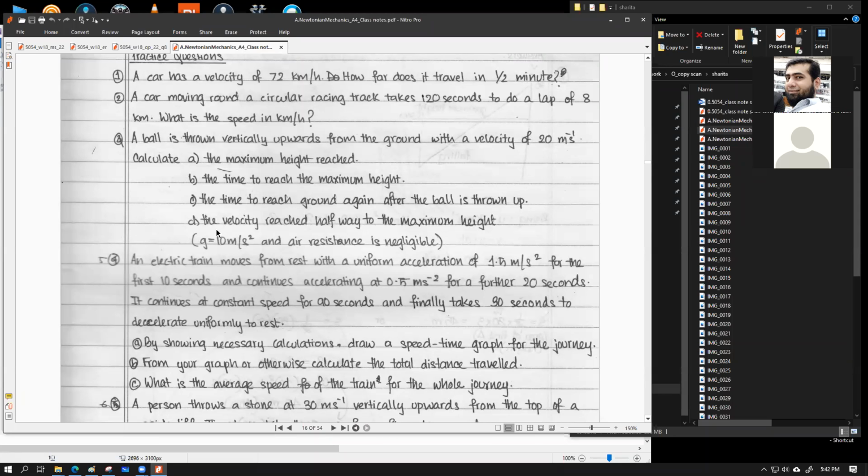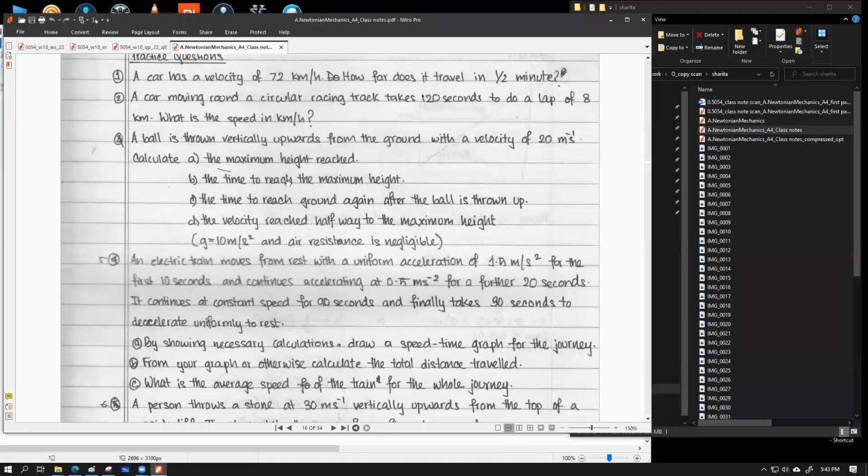Have a look. Try to understand the meaning of this sentence. The velocity reached halfway to the maximum height. What does it mean? Does this sentence mean that you are asked to find out the velocity as the object was going up or as the object was going down? Up. Halfway to the maximum height would mean we are asked to find out the upward velocity. Since the question is asking for velocity, you should mention your answer's direction as well. So you should have a value and also give a direction, which means we are trying to find the halfway height velocity for this object.